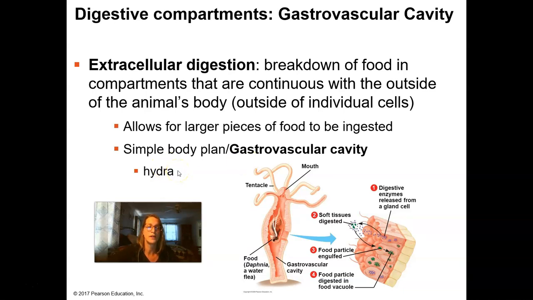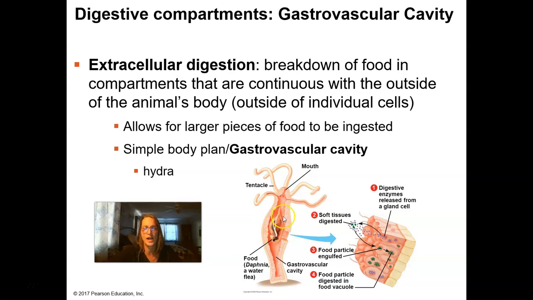So a really good example of an animal with a simple body plan and a gastrovascular cavity is a hydra. Hydras are related to sea anemones and corals and jellyfish, but hydras are sessile, which means that they are basically stuck to the ground and they don't move. They're really small, but what you have is a mouth, and these tentacles which actually can sting and capture prey, and when they sting and capture prey, they force the food into the mouth and into the gastrovascular cavity, which is connected to the mouth.